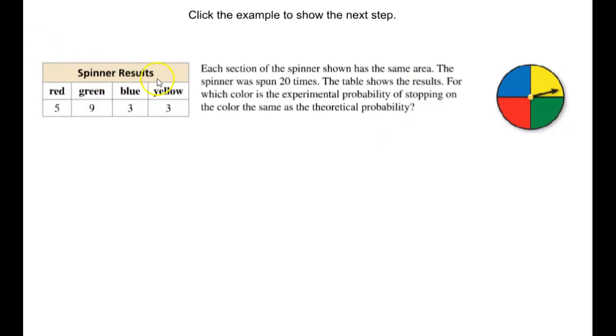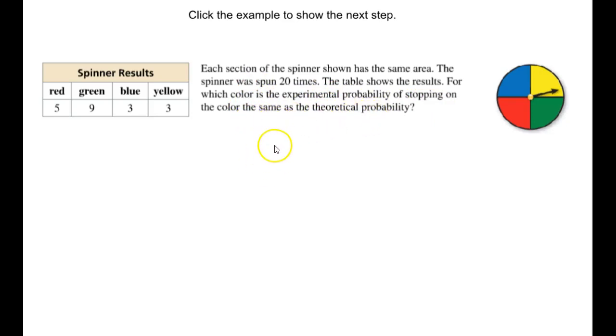So let's look at this. We're looking at a spinner. Each section of the spinner shown has the same area. The spinner was spun 20 times, so I actually did this experiment, so I know we're looking at experimental probability. The table shows the results. For which color is the experimental probability of stopping on the color the same as the theoretical probability?